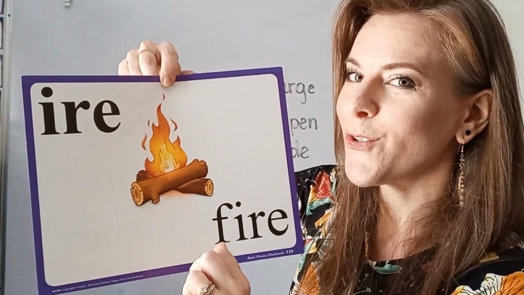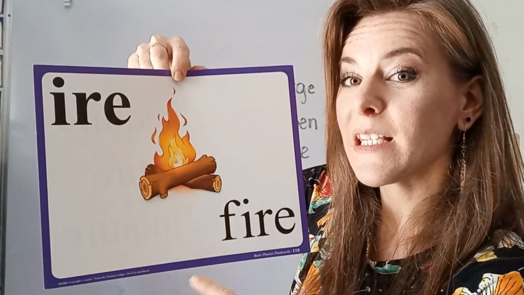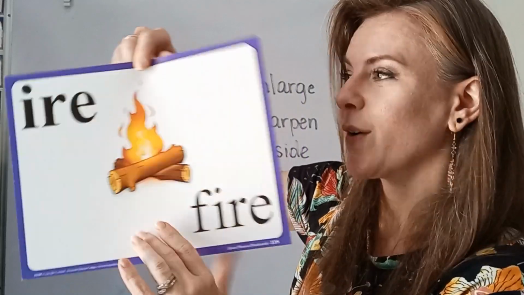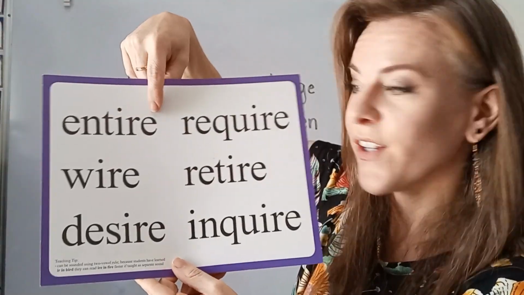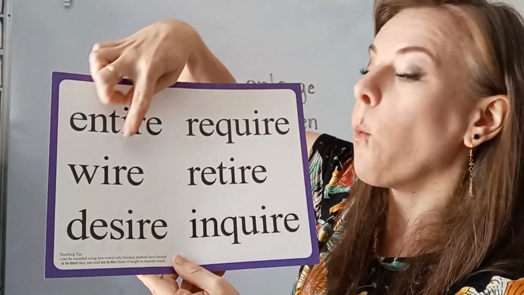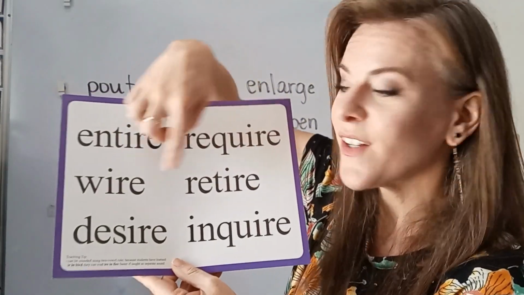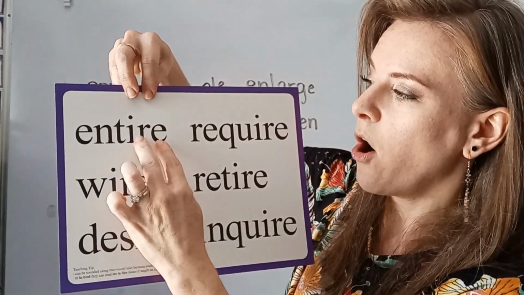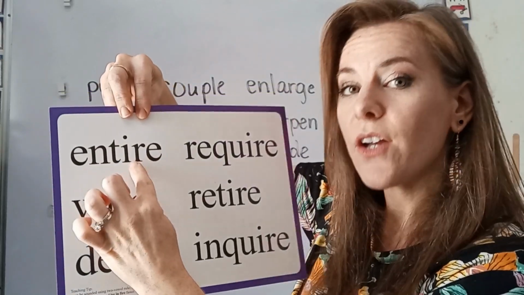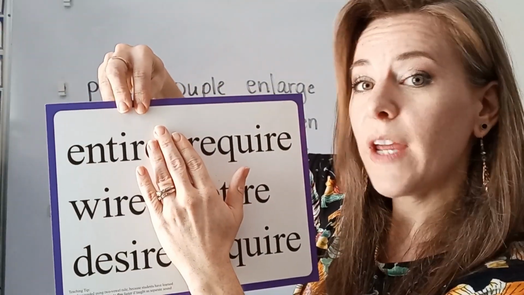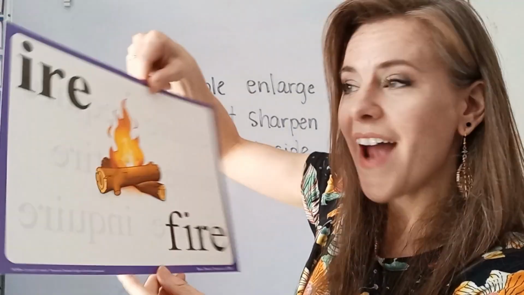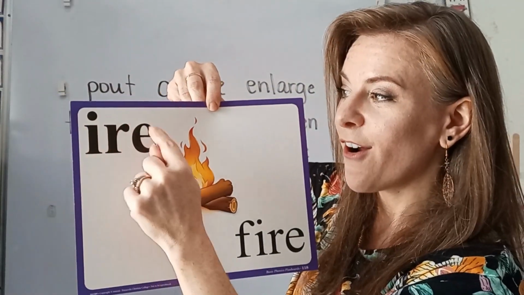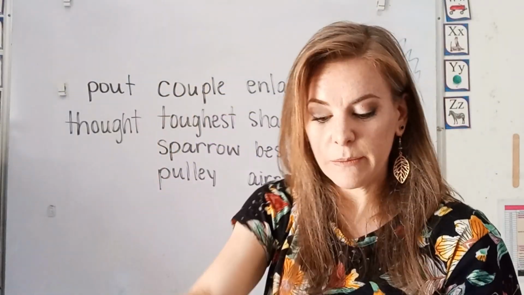So even though it follows our two-vowel rule, we still consider it a special sound so it doesn't confuse you with the ir in bird. So we have entire, require, wire, retire, desire, and inquire. Okay, so all of these, the I-R-E is ire, not the ir in bird, but the ire in fire. A long I and a silent E. I-R-E says ire in fire.